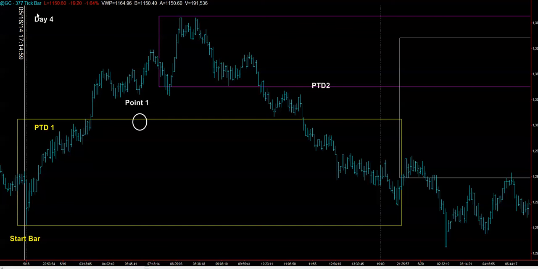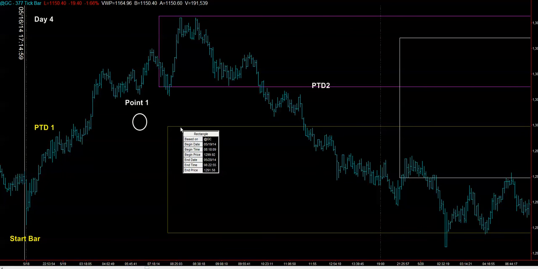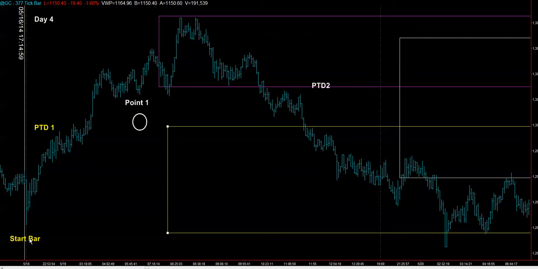We're now on day 4, and again I'm going to move pretty swiftly because it's the first trade of the day. We know that the first bar of the day is the start bar. We're looking for point 1. We don't know where it is yet, but of course we see the whole picture in front of us, so we know ultimately where it'll be, but otherwise we wouldn't know.